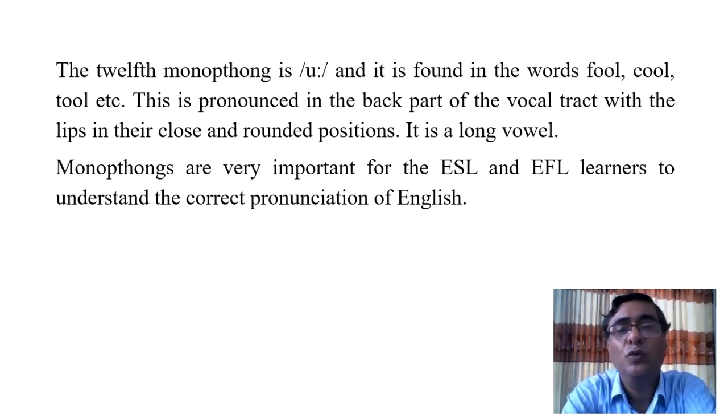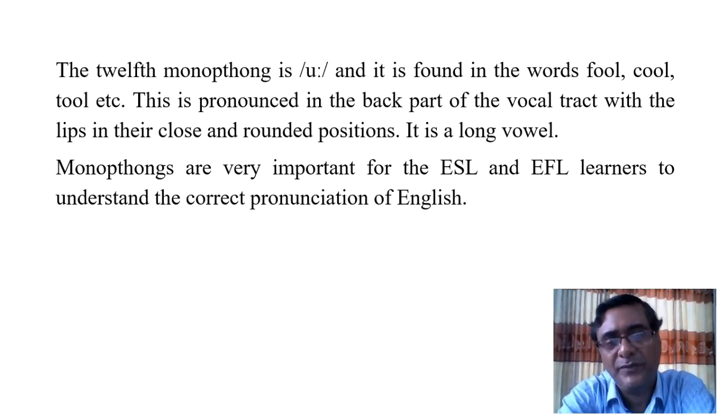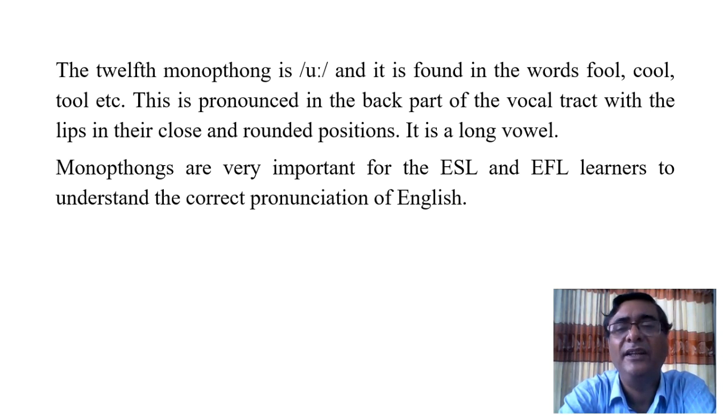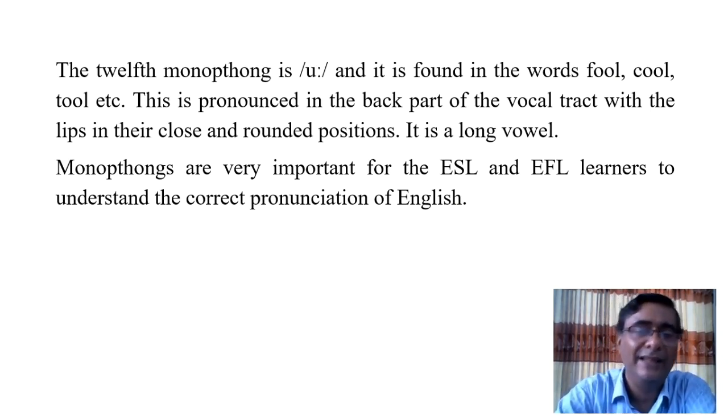The 12th monophthong is uː. This one is longer, and it is found in words like fool, cool, tool, etc. This is pronounced in the back part of the vocal tract. So where does it originate? It originates in the back part of the vocal tract. You can try like me, with the lips in their close, almost close position, almost close, and rounded positions. Close means if you fully close your lips, then it's not possible. Almost close. It's a long vowel, you see. Monophthongs are very important for ESL, and that's the ending of this lecture.